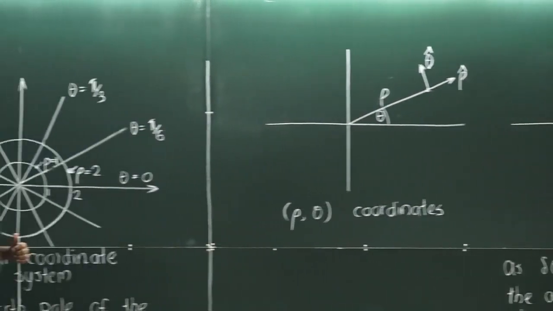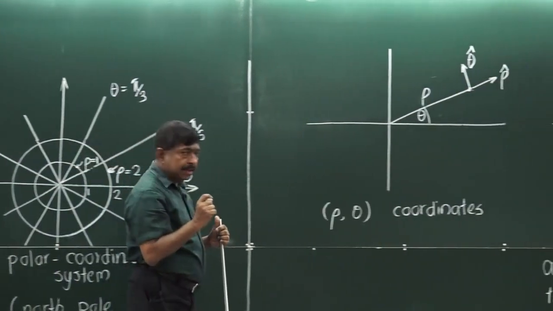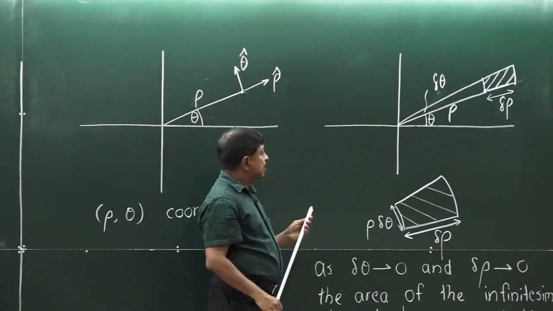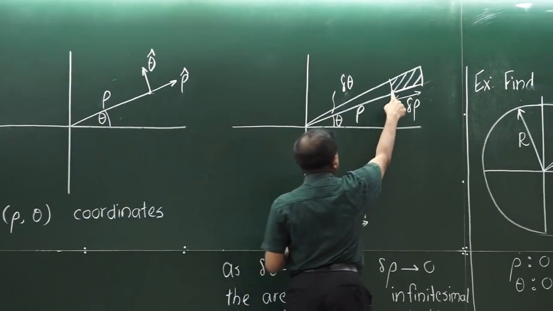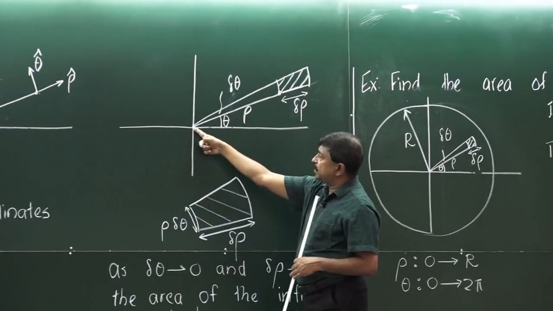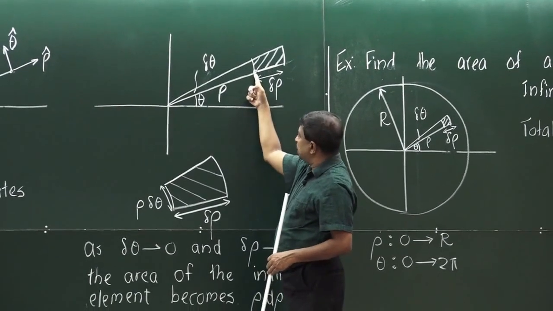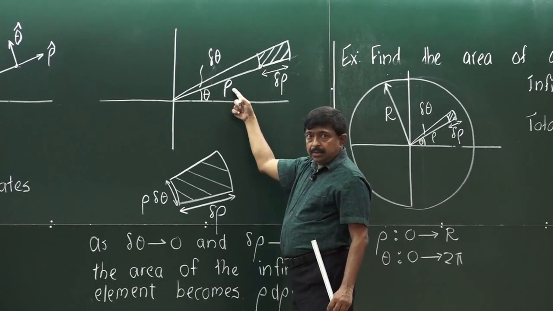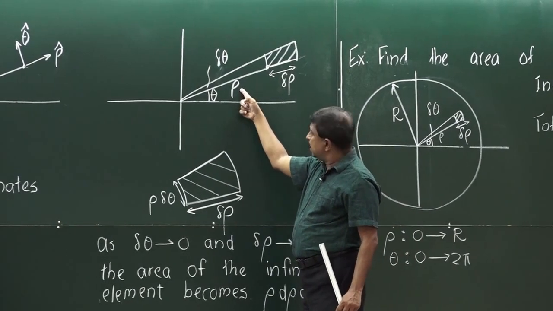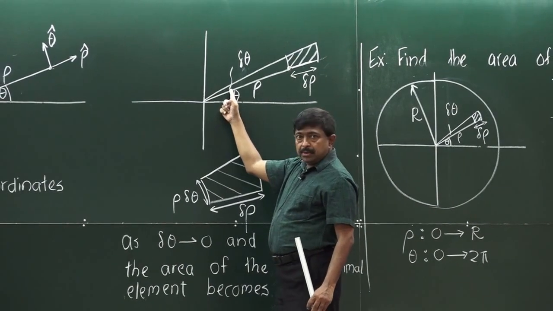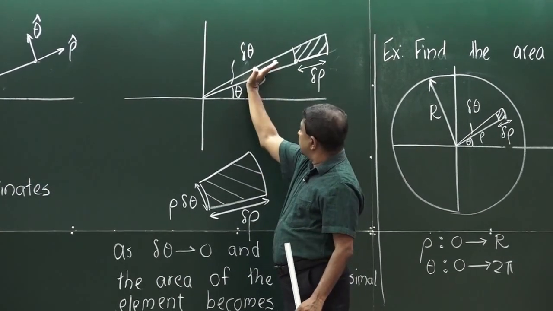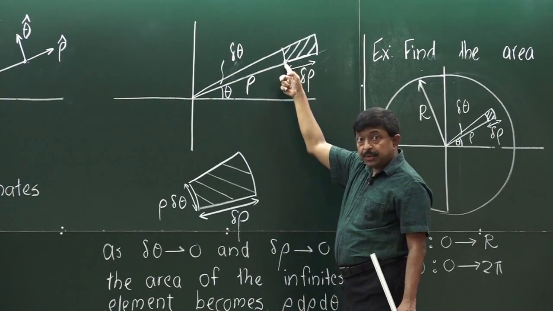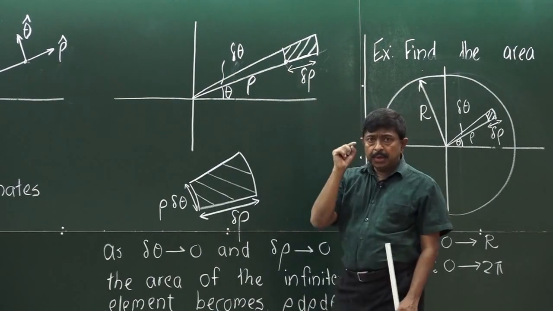Now, what is the area of the infinitesimal element in this coordinate system? Now we will see. You take any point on the plane, the distance from the origin to this point is rho. That means the first coordinate is rho. Now, if the angle from the x-axis to this line is theta, the coordinate here is rho theta.